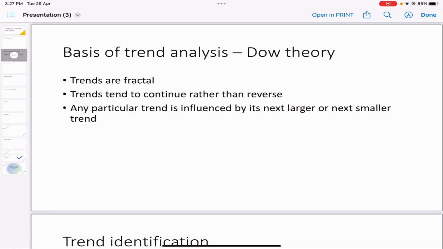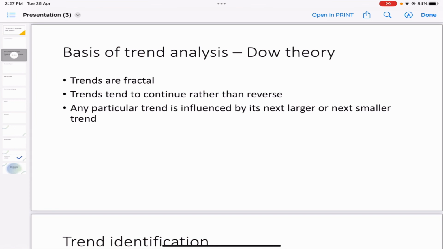Trends define the direction of prices, right? It helps us to identify it. And what is a sideways trend? A sideways trend is a neutral area or a trading range. That's what we call a range bound market. Now, the basis of trend analysis was given by Dow theory. Trends are fractal, which means the time frame concept. Trends tend to continue rather than reverse. So when an uptrend is going on, you need to be going long. You can't short there.